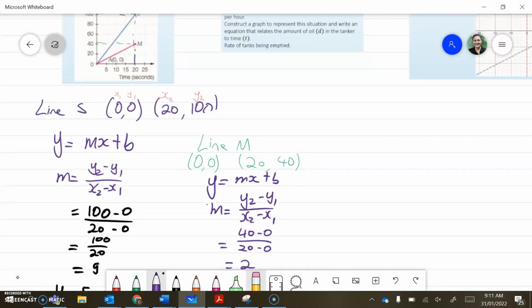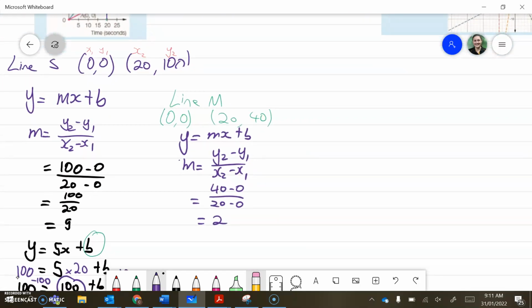Now I can look at this graph and I know the y-intercept is 0. So I know straight away that my equation is just going to be y equals 2x.